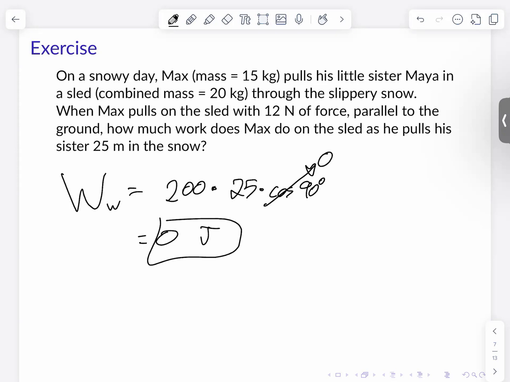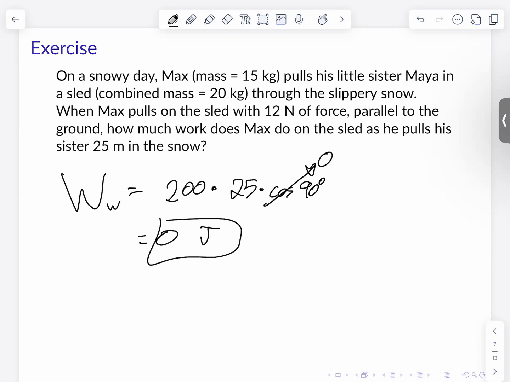Question D. Suppose as he pulls her, she's not speeding up. He's pulling her at constant speed. He's exerting 12 newtons, but she's moving at a constant speed. What form of energy must be taking his work? He's doing work on her system. She's the system. He's doing work on her. But her kinetic energy isn't increasing. What gives? Where must that be going?